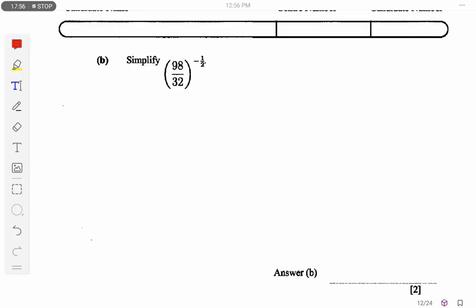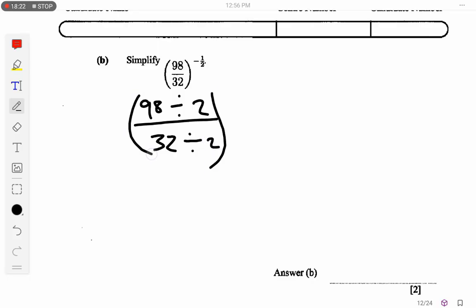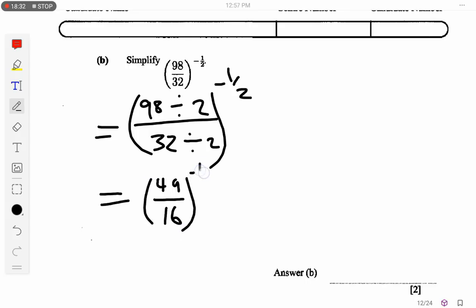Okay, the next question is saying simplify this expression. So basically when I have such an expression, I'm thinking of dividing 98 here and also dividing 32 there by 2. I just want to simplify it. So if I say 98 divided by 2 over 32 divided by 2, when I do that, I will get 49 here over 16, okay, to the power of minus half.